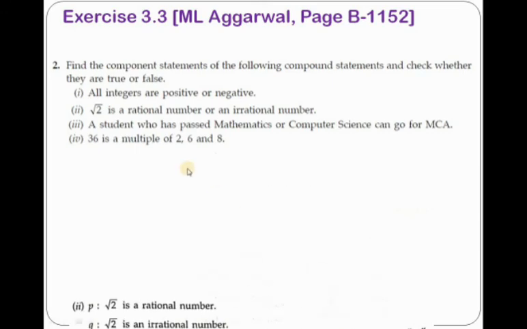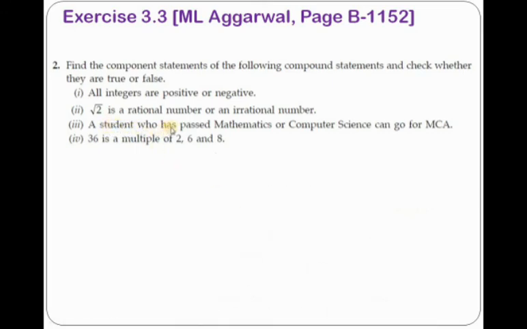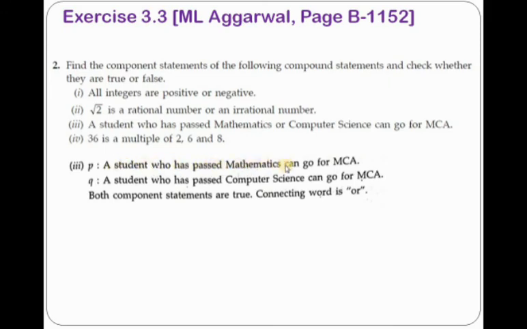Fine. So let's move on to the third one. A student who has passed mathematics or computer science can go for MCA. Again the statement is connected using "or." So statement p will be a student who has passed mathematics can go for MCA. Statement q will be a student who has passed computer science can go for MCA. Here both the statements are true if you know the meaning of MCA, right? In MCA we need both mathematics and computer science, so both are going to be true. And the connecting word is "or" again.